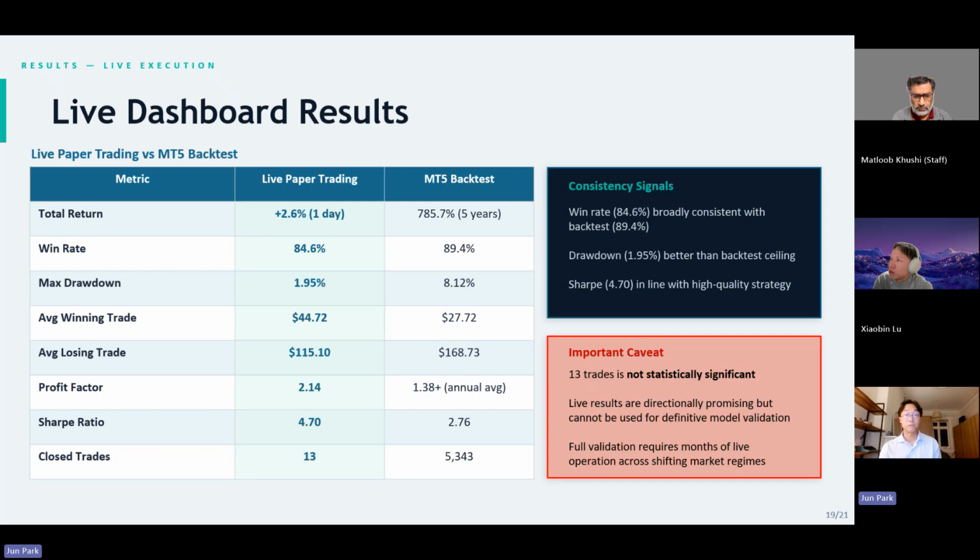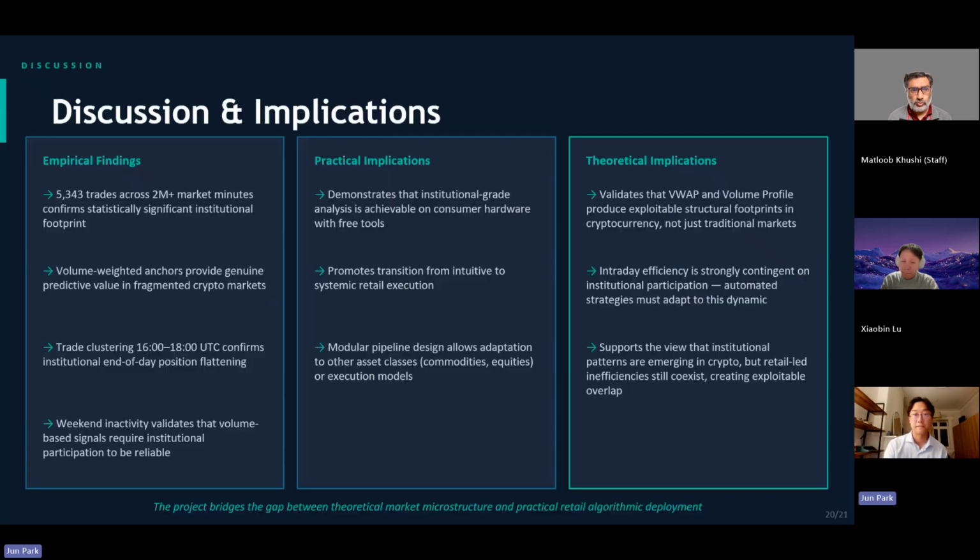So during an initial live paper trading session, the dashboard recorded a sample size of 13 completed trades over just a day. Obviously that's not anywhere near enough to be statistically significant, but I thought it would still be worth discussing. So an 84.6% win rate is still pretty similar to what we saw from MT5 or the historical backtest. And then the live drawdown of 1.95%, which again is obviously exaggerated because of the minimal sample space, is still promising. Realistically, though, while these results are promising, you probably need at least 1 month of consistent trading to get enough insights out of this.